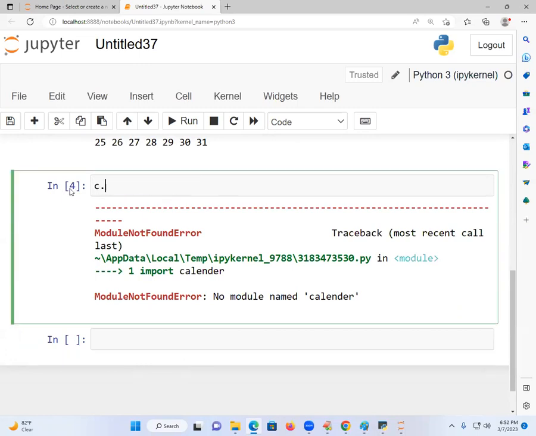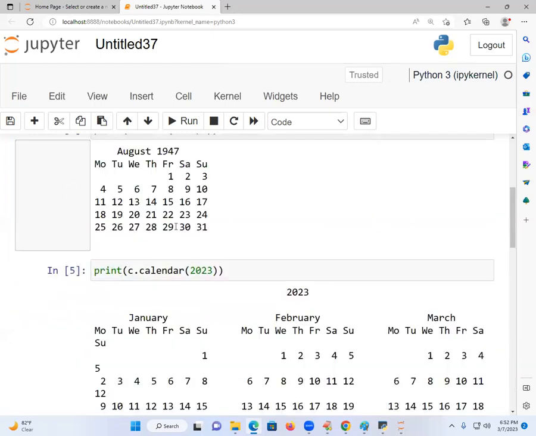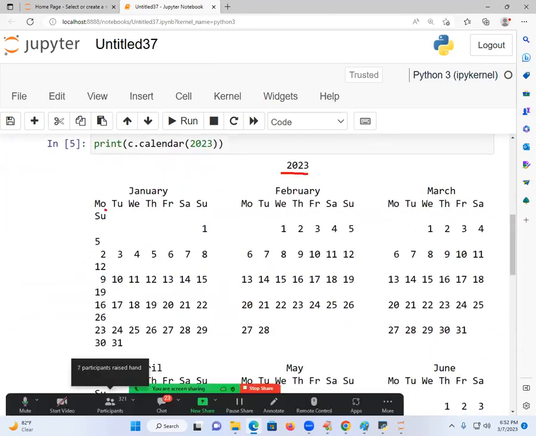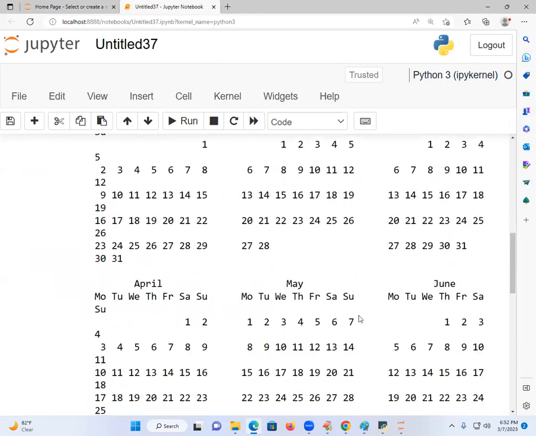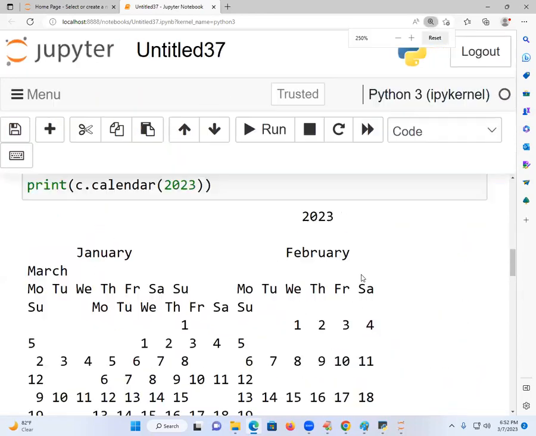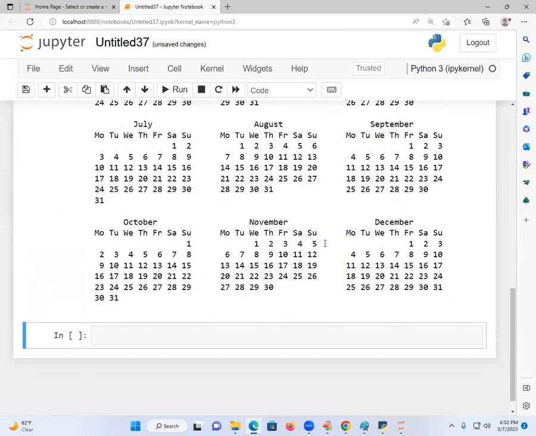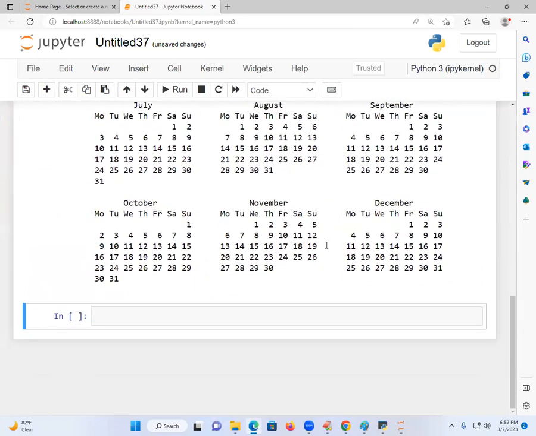Now I am writing print of c dot calendar of 2023. I want the complete calendar. See, the complete 2023 calendar is coming. Students, see, the complete calendar is coming here: the first 3 months, the next 3 months, like this. One more example.